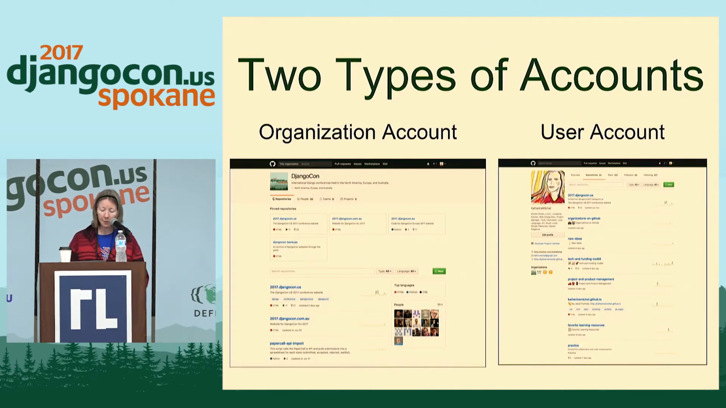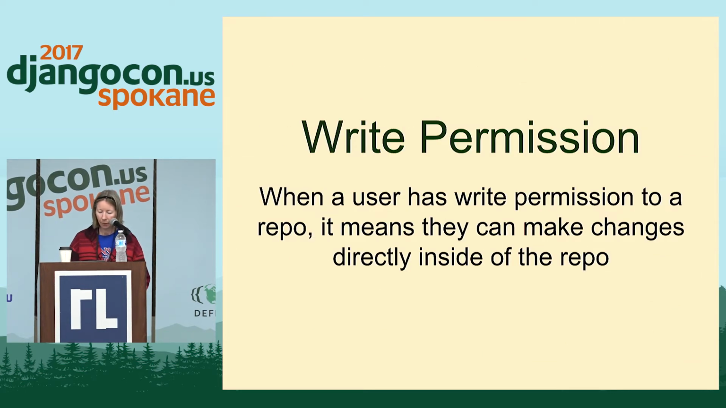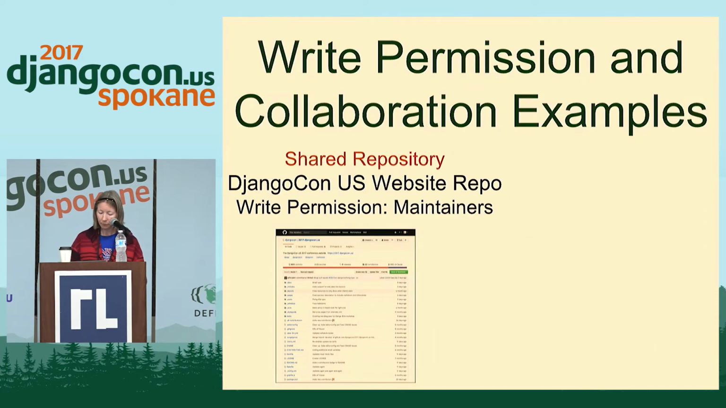So there are two types of accounts: organization accounts, such as DjangoCon organization, and user accounts such as my own personal account. And write permission is really important in all this. When a user has write permission to a repo, it means that they can make changes directly inside of the repo. So let's look at a couple examples of write permission and collaboration.